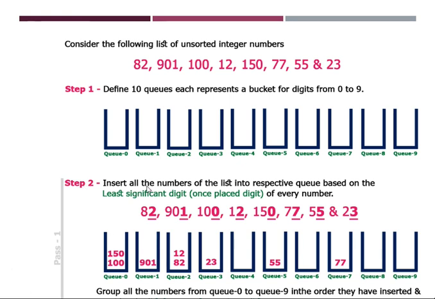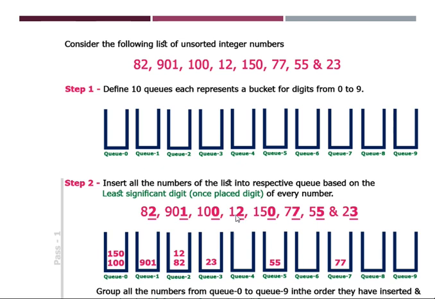Now step number 2, insert all the numbers of the list into respective queues based on the least significant digit. We are starting with the last digit, right? Using the last digit of every number, we put them into different queues. If this is 23, it is put into Q3. Then 55 is placed into Q5. Then comes 77, placed into Q7. Then 150, since the last digit is 0, goes to Q0.